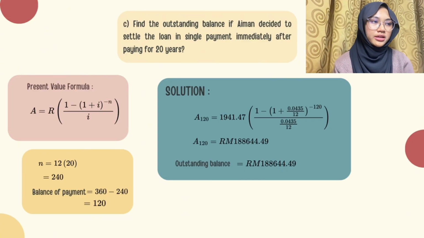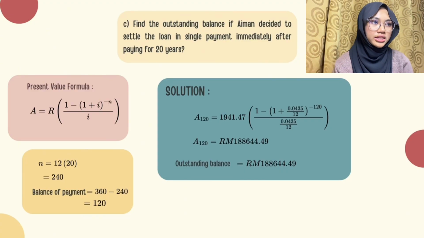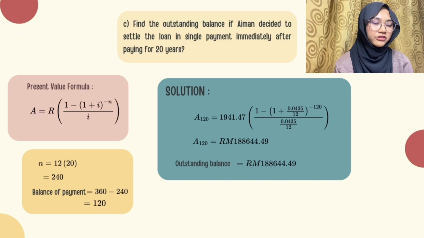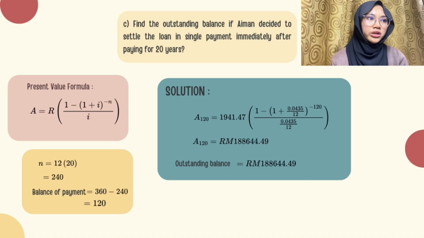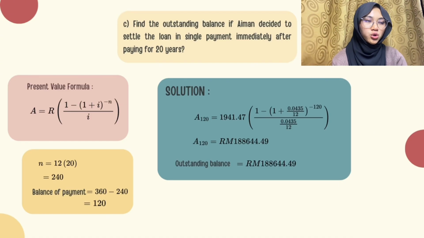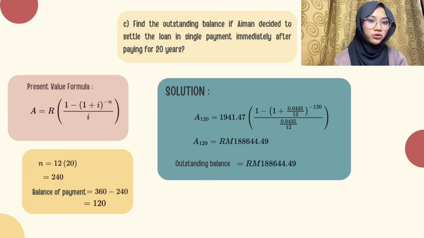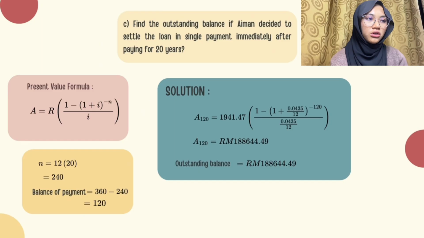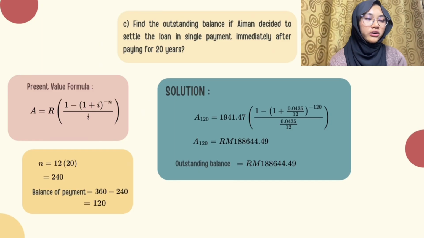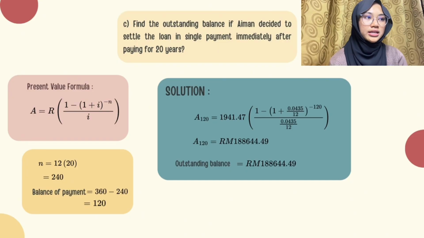C. Find the outstanding balance if Aiman decided to settle the loan in a single payment immediately after paying for 30 years. In this case, we need to find the outstanding balance. So we use the present value formula, which is we need to find A, but the value of N is changed, which is 120. So let's substitute all the values into the formula, and then we calculate, and then we got the outstanding balance is 188,644 ringgit 49 cents.